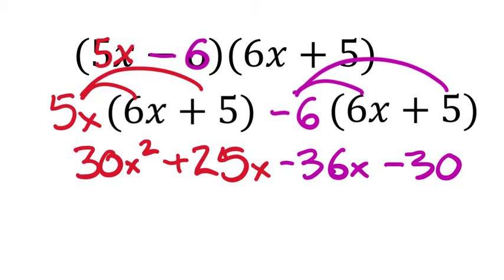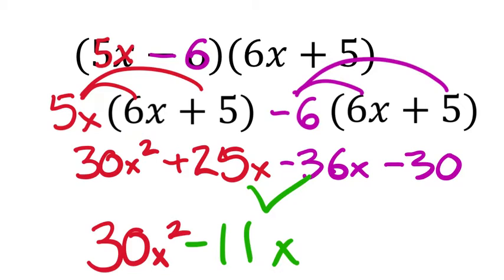Okay? So now, once again, we see that there are x terms here that I can combine. You got 25 minus 36. That results in negative 11x's. So then I'll just drop my 30x to the power of 2. And also the negative 30 there.